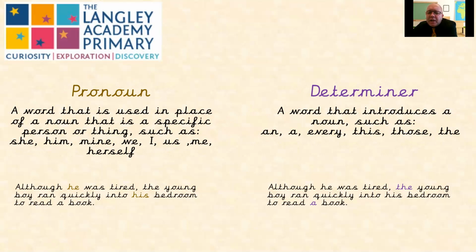So although he was tired, the young boy ran quickly into his bedroom to read a book. Okay, so it's the young boy. There's only one of them. A book, again, it's singular. So the determiner helps us identify the number of nouns being described.